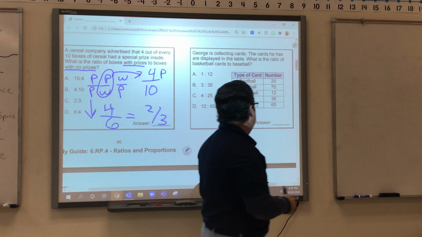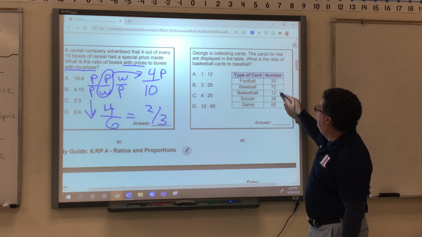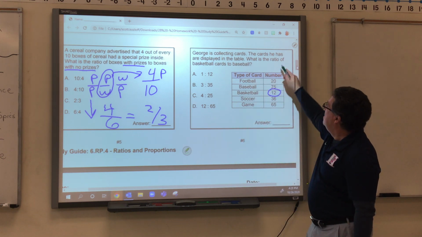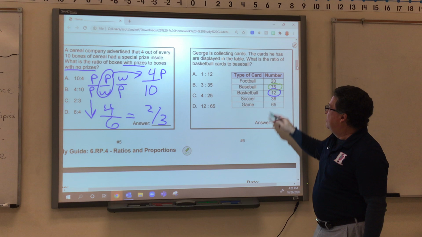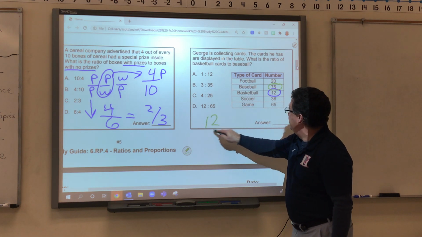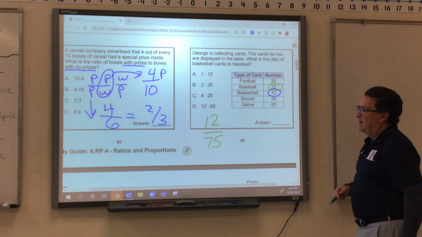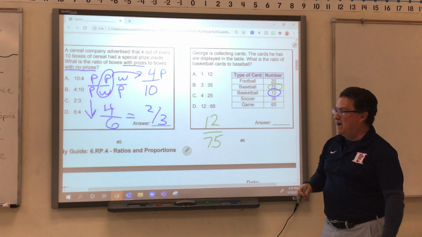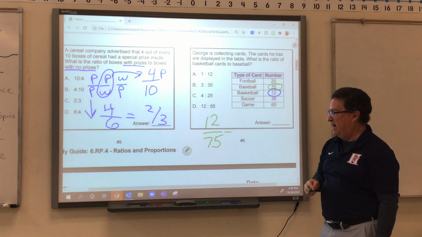Number 6 talks about collecting cards. What is the ratio of basketball cards to baseball cards? The 12 will go on top, the 75 will go on the bottom. Okay? I notice none of these answers are 12 over 75. Why? Because you have to simplify.